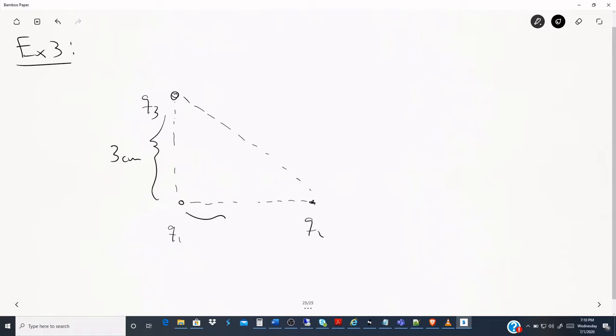Okay, example 3. We want to know the magnitude of the force exerted on Q3 by Q1 and Q2. This is going to have to do with a 3, 4, 5 triangle here. So we'll have 3 centimeters and 4 centimeters as the sides of the right triangle.